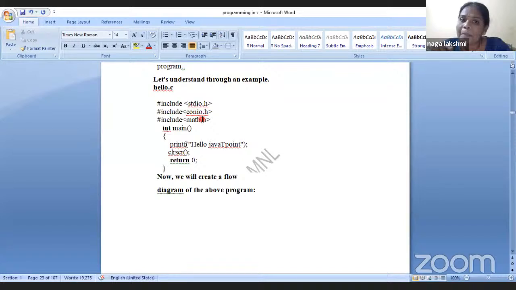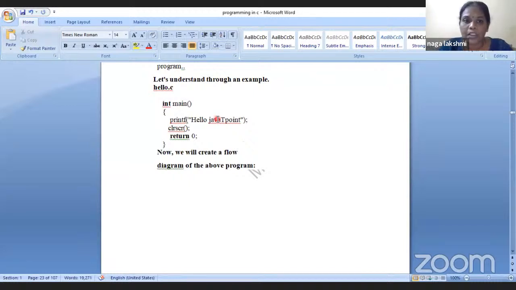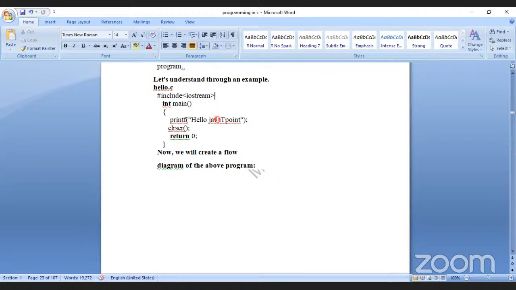Here, the advanced version of the Turbo C compiler is what I could call Dev C++. Instead of writing all these header files in Dev C++, with one header file I am going to finish my program: #include <iostream>. If I write iostream, everything, including the clrscr series, is defined here. Which is the advanced version, C or Dev C++? Dev C++.